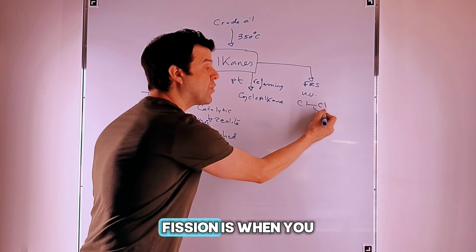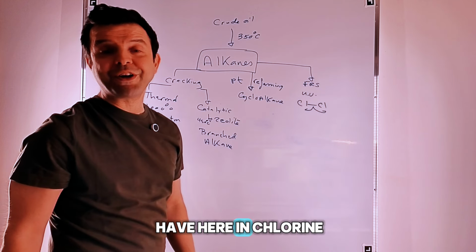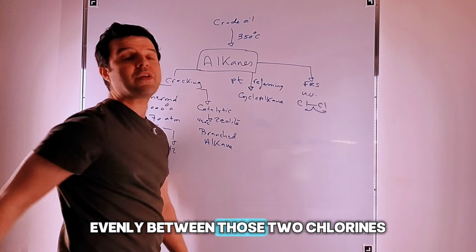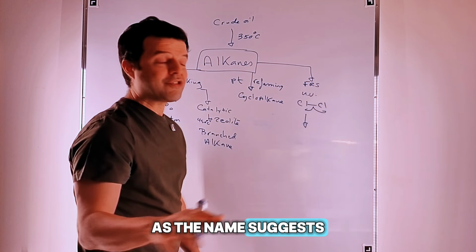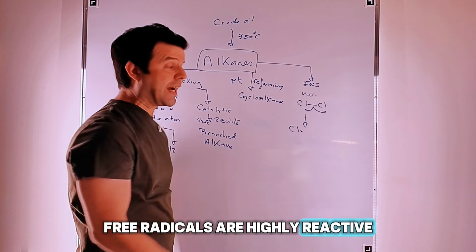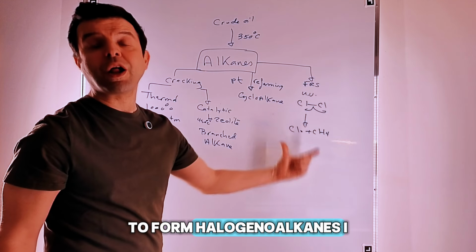Homolytic bond fission is when you apply UV light on a bond like the one you have here in chlorine and you split the pair of electrons evenly between those two chlorines. As the name suggests, you're going to make free radicals of chlorines. Free radicals are highly reactive. They can react with alkanes such as methane to form halogenoalkanes.